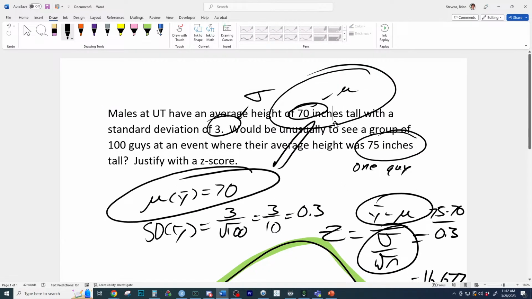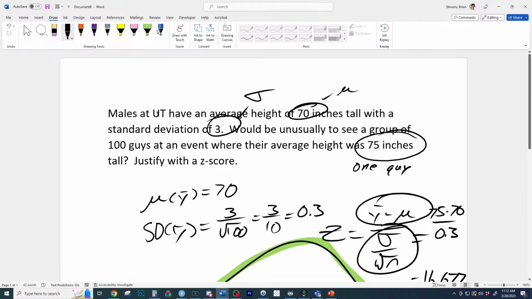So you see how it says right here in this problem, where it says males at UT have an average height of 70 inches tall with a standard deviation of 3. And this is stated as truth. It doesn't come from a sample. And I think that's where people usually make mistakes, is down here on the bottom. We are now taking a sample of 100 guys. So that's an n right there. And then this is a sample mean. So that is a sample mean from the 100.